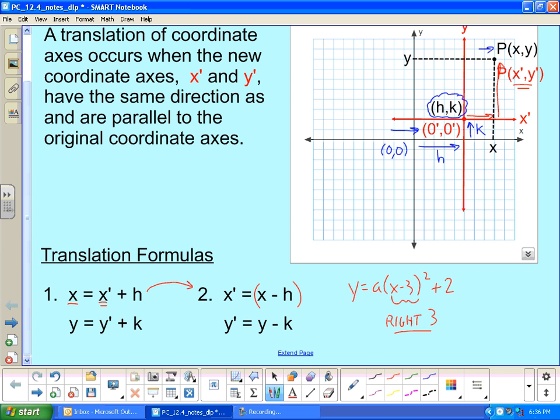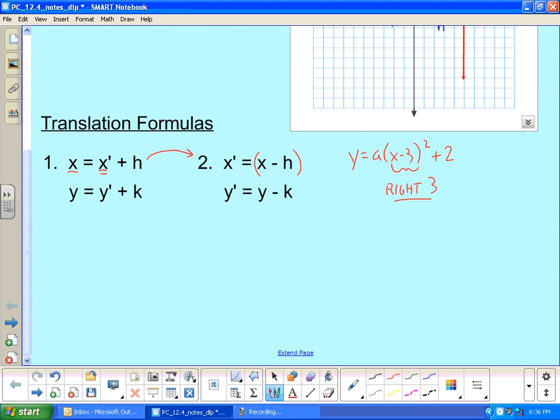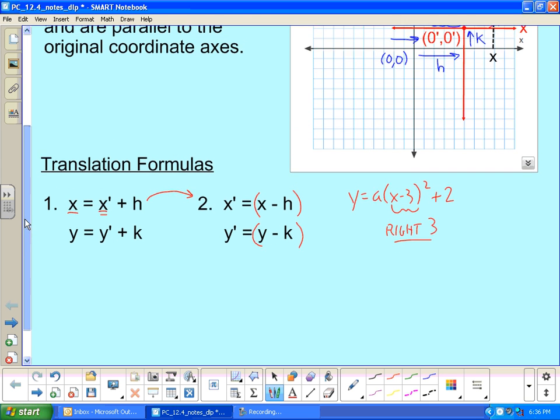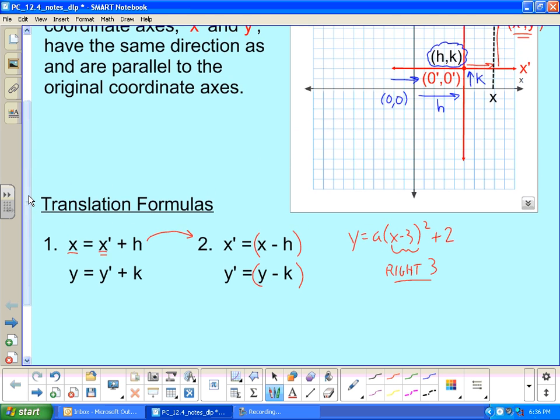So if x prime is equal to x minus h, then y prime is going to deal with the k value, which is the up or down movement, and I get y prime equals y minus k. So eventually, anytime in one of my equations, after I've rewritten them, I get something that has y minus k in it, and we say write this as a translated system, that means we're just going to replace y minus k with y prime.